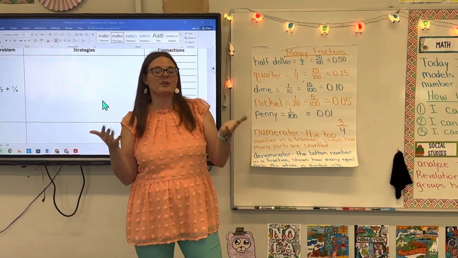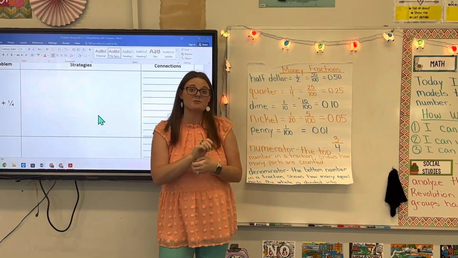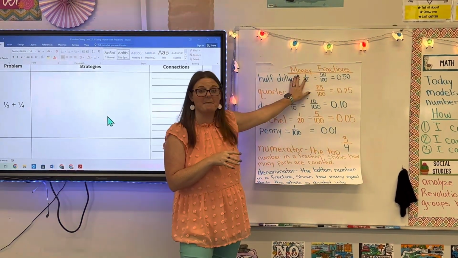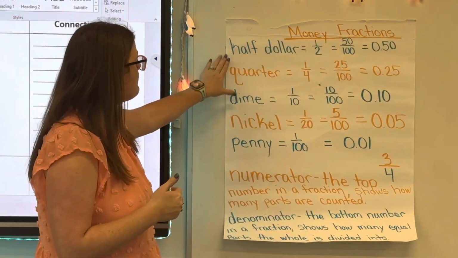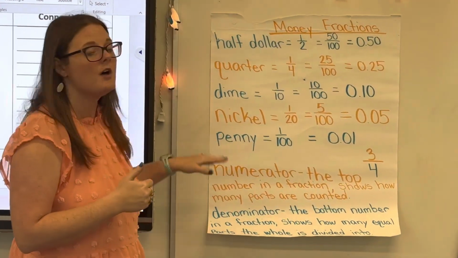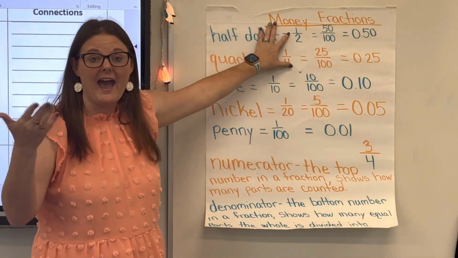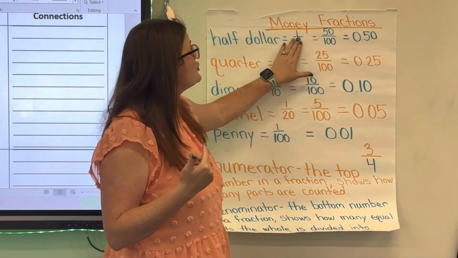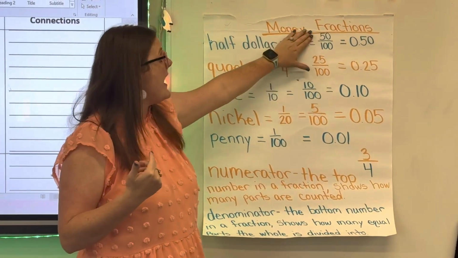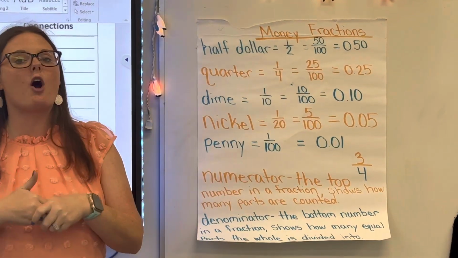I am here with your first video, and we are going to talk about adding and subtracting fractions using money. So first of all, we think about the coins that we have. We have a 50 cent piece. If I have one 50 cent piece, then I have 50 cents. So we have a half and 50 hundredths. They are equivalent. Equivalent means they are the same.